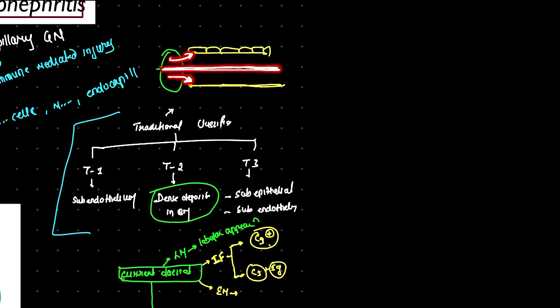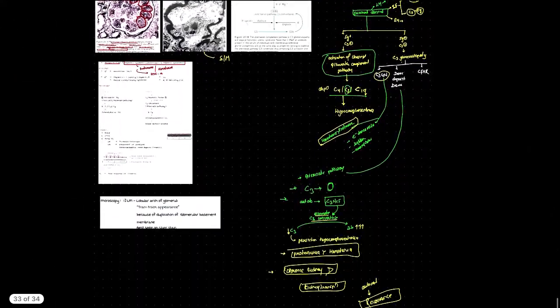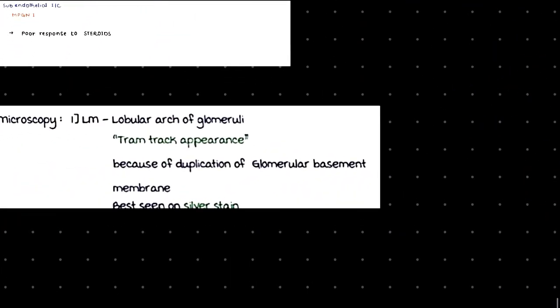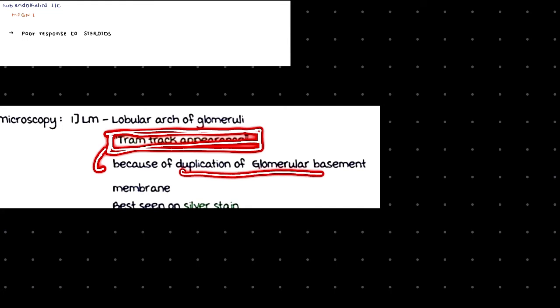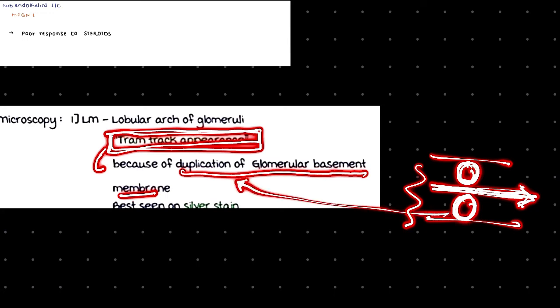Because of this split appearance, there will be a tram track appearance. Why does this happen? Because of duplication of the glomerular basement membrane. But why did that duplication take place? This is our basement membrane, and there is deposition. This deposition is causing partitions, and these two partitions we call duplication of the glomerular basement membrane.